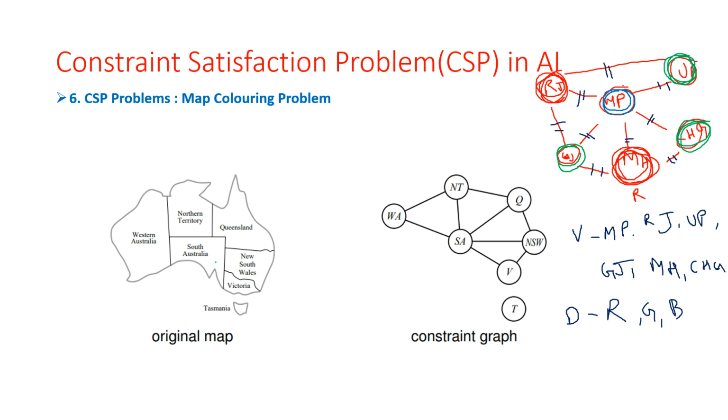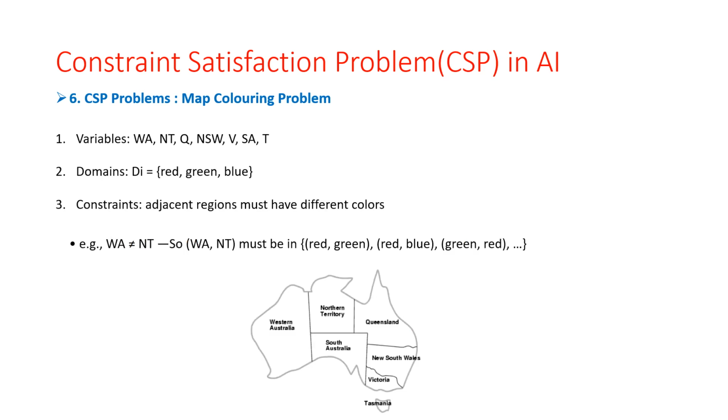We have an original map and we have to color this map. Okay, so first we have to convert this map into the constraint graph like this. Okay, so Western Australia WA, Northern Territory NT, South Australia SA, Queensland Q, New South Wales NSW, Victoria V, and Tasmania is T. Okay, so we have to use this constraint graph for this particular map, and then we have to use the colors here.